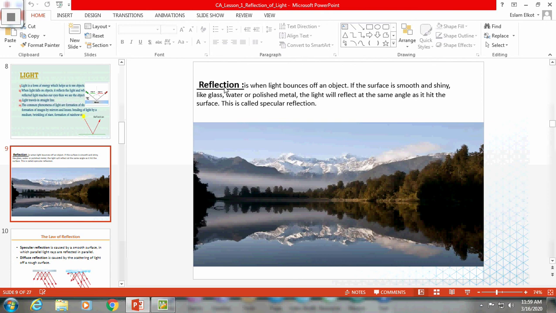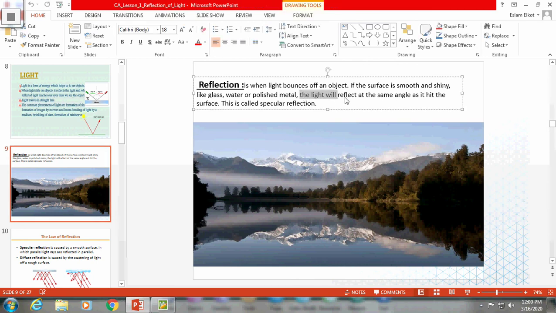Reflection definition: when the light comes onto an object's surface, if the surface is smooth or shiny like glass, water or polished metal, the light will reflect at the same angle. Take care about that. The light will reflect at the same angle at which it hits the surface. This is called specular reflection.